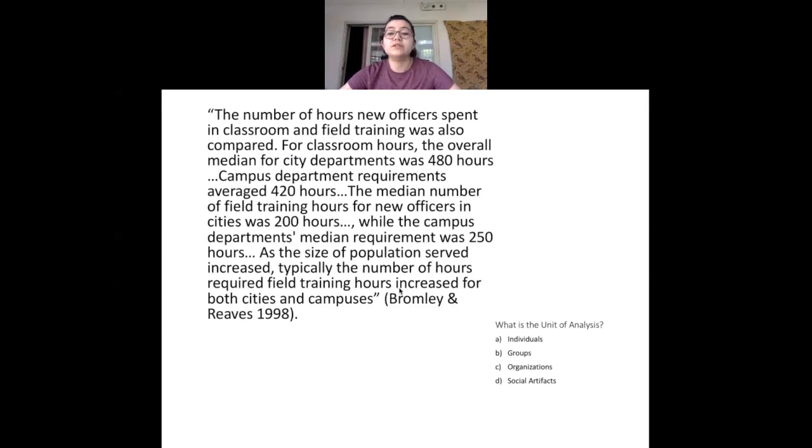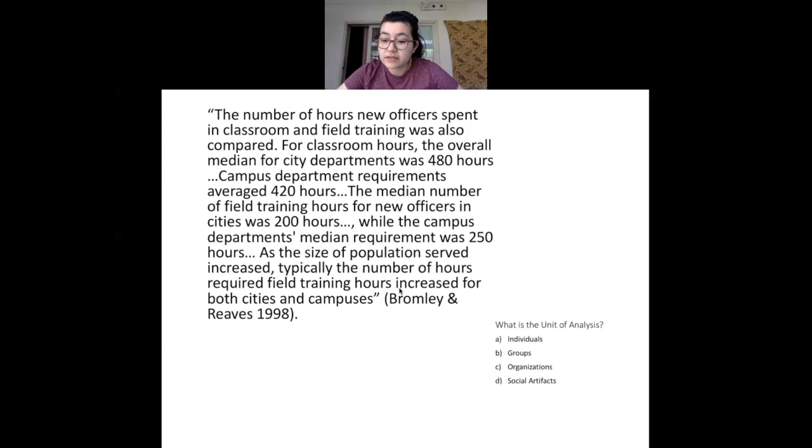Okay, the next one. The number of hours new officers spent in classroom and field training was also compared. For classroom hours, the overall median for city departments was 480 hours. Campus departments' requirements averaged 420 hours. The median number of field training hours for new officers in cities was 200 hours. As the size of the population served increased, typically the number of required field training hours increased for both cities and campuses. What is the unit of analysis?